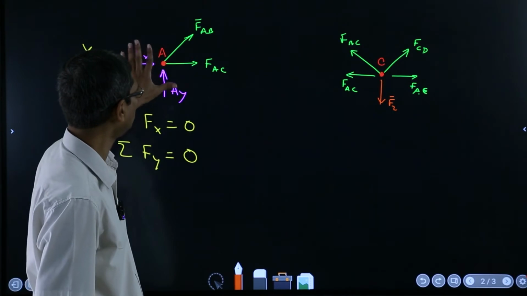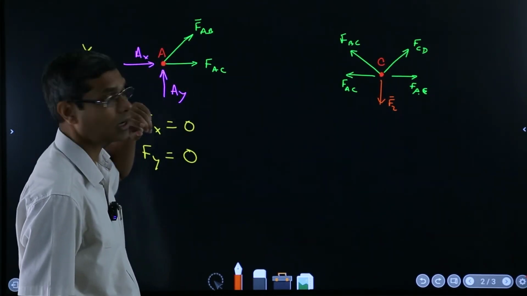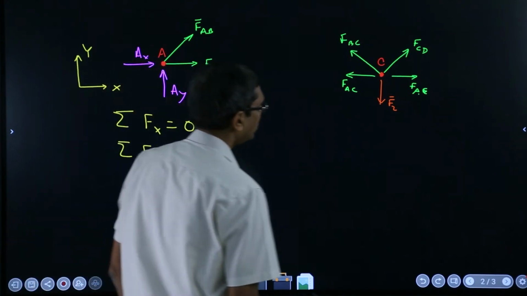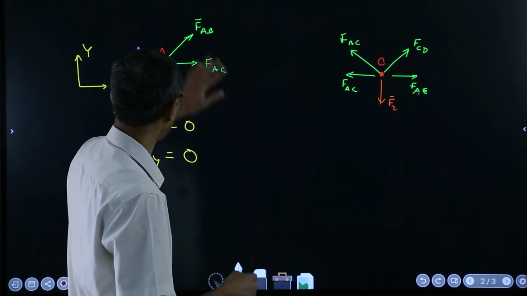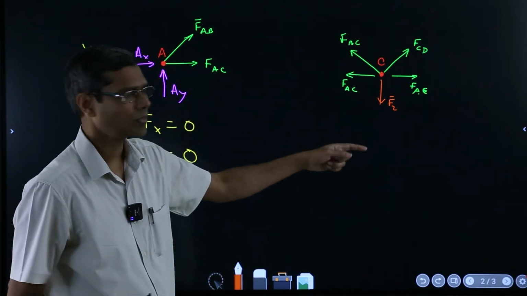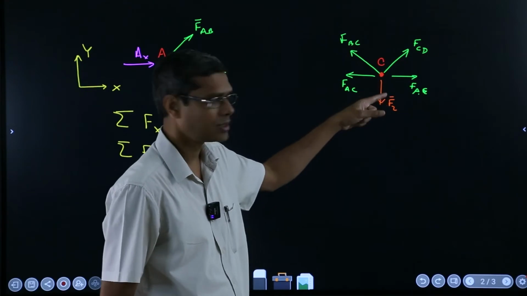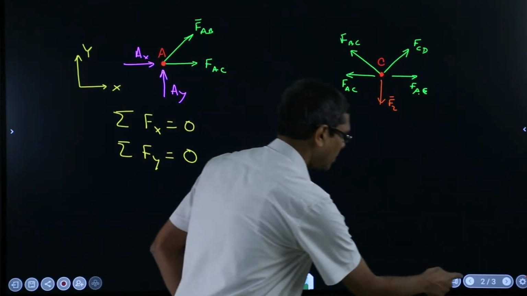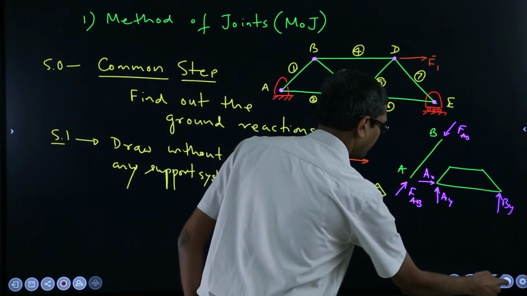And once you have figured this out, now you see FAB and FAC are known. Then which point should you go to? Because here if I come after evaluating this, if I come to point C, still I don't have this, so 3 unknowns are there. So it's a bad idea to come to point C, but let's see if I go to point B, what will happen. Let's say point B.